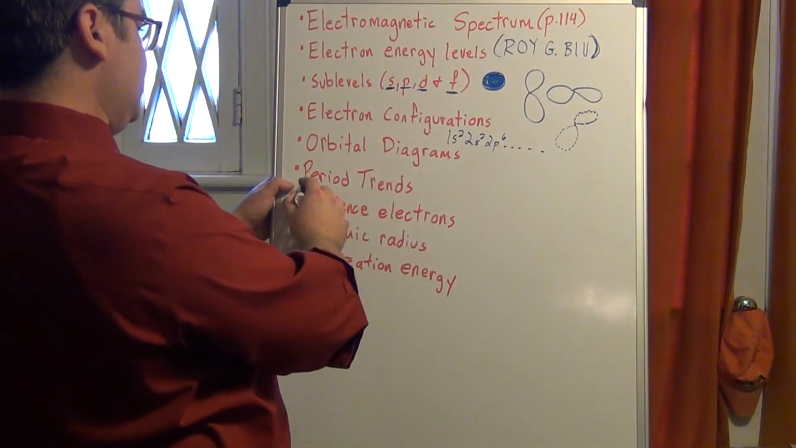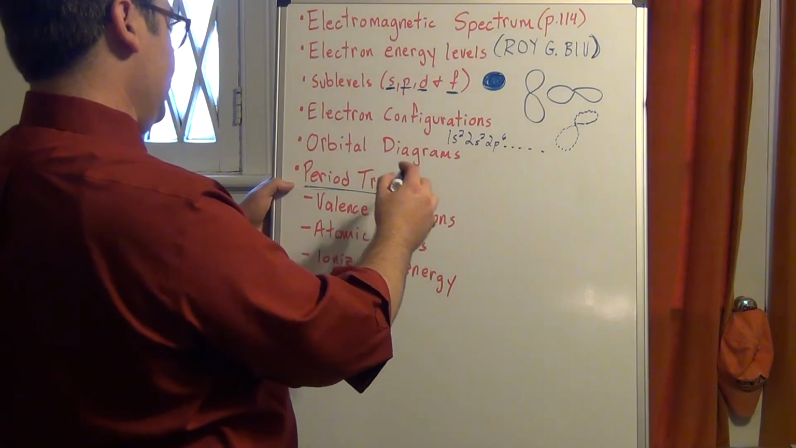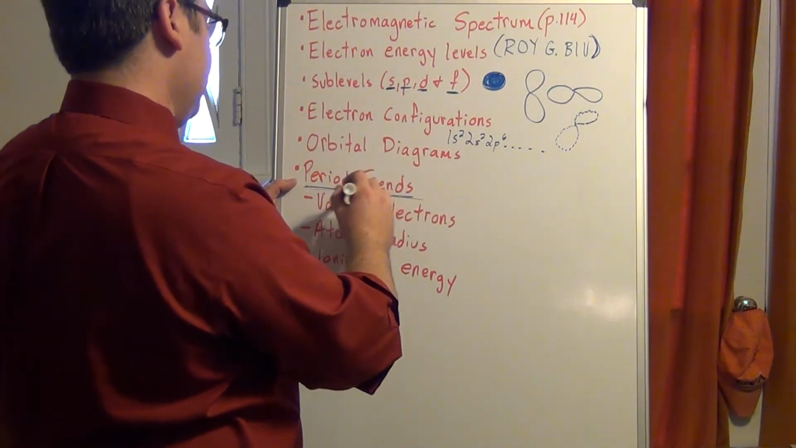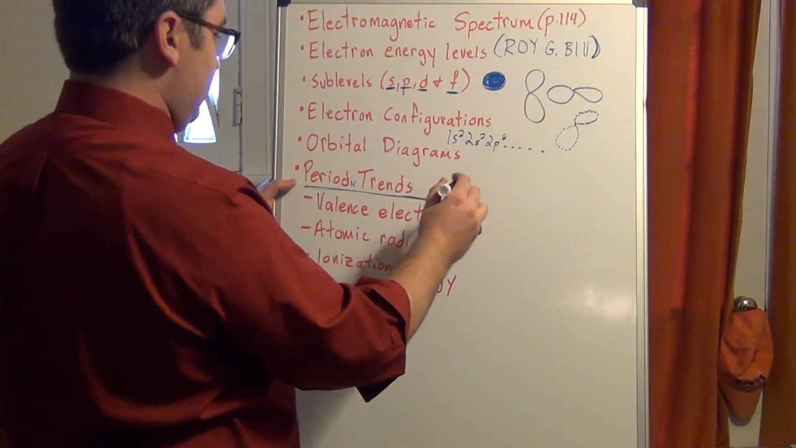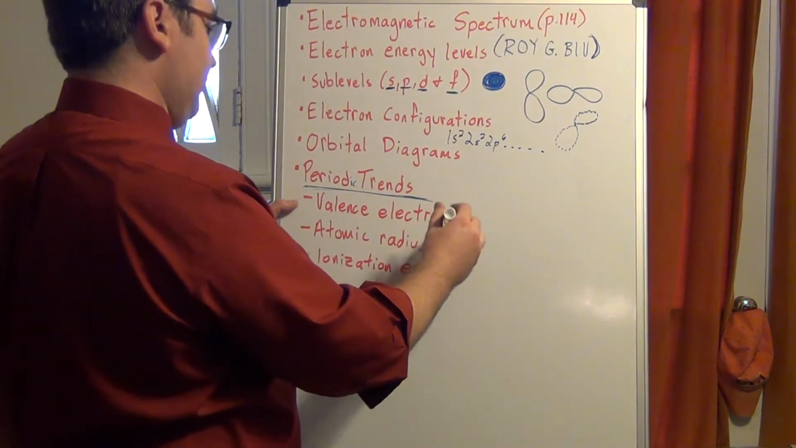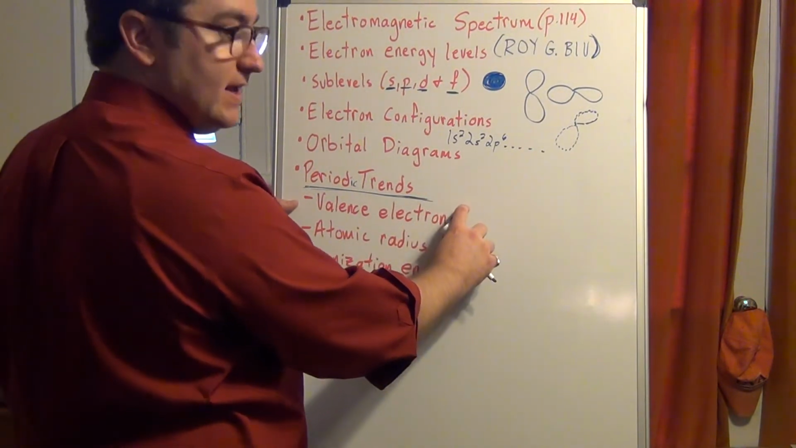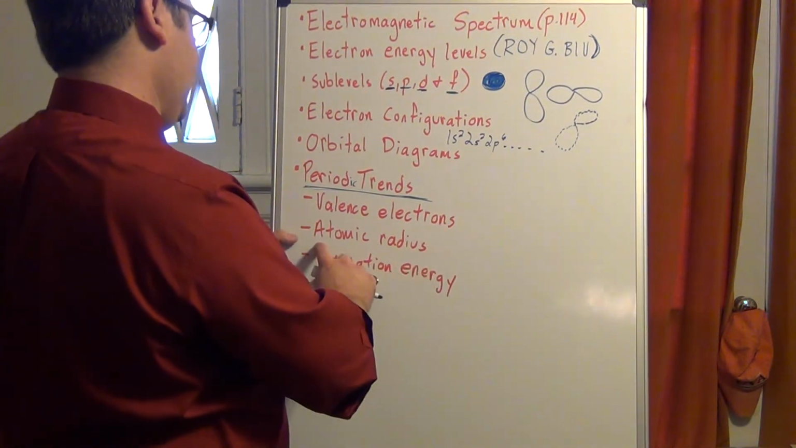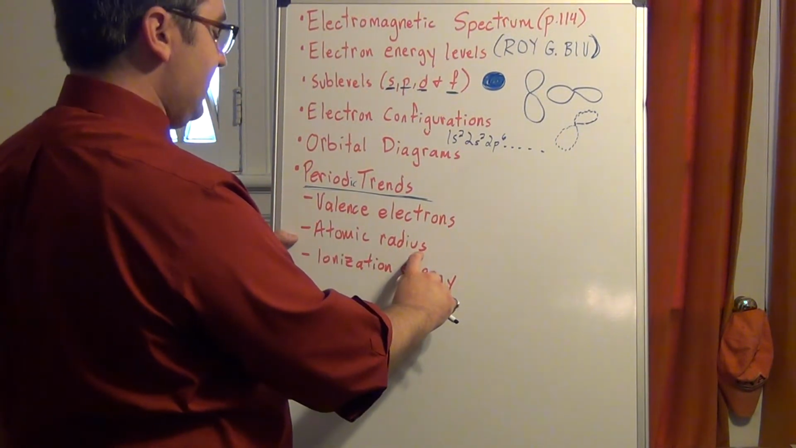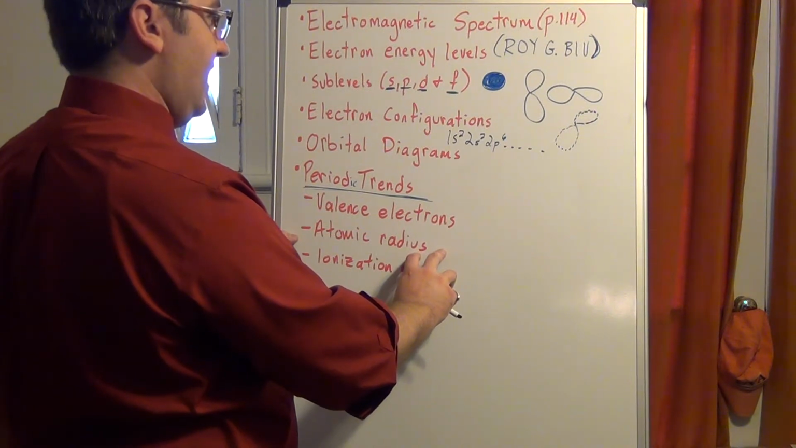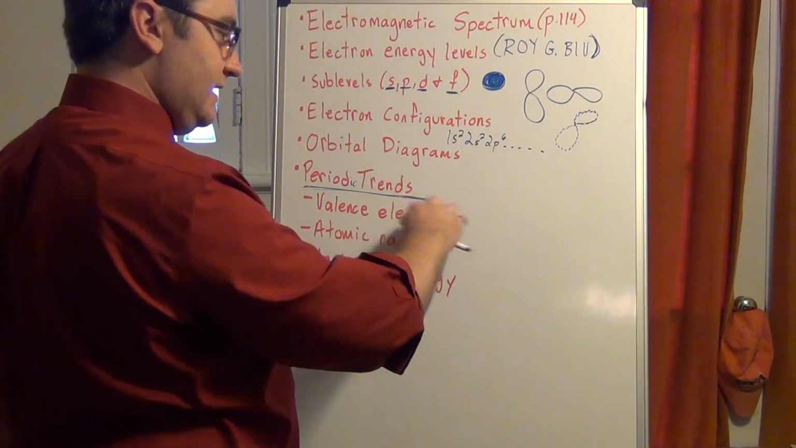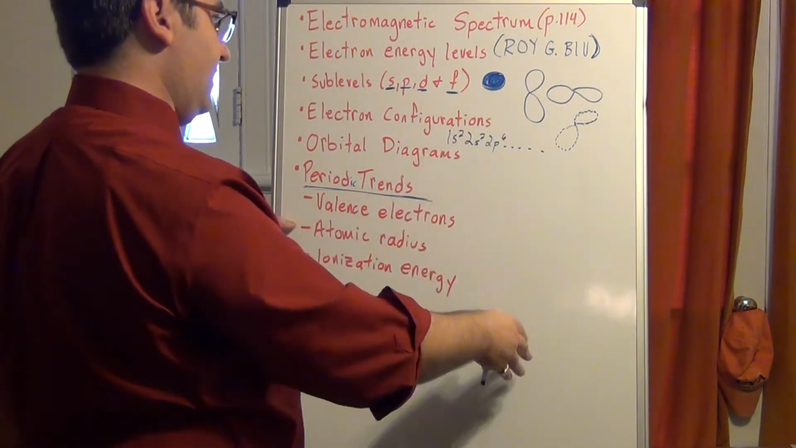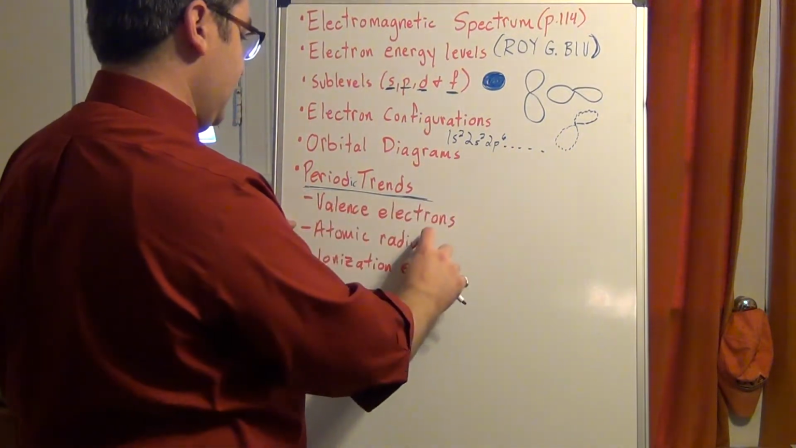So that leads us down to periodic trends. Periodic trends within the periodic table are going to be valence electrons, the number of electrons in the outermost energy level. Also be familiar with the atomic radii of the different elements. Know when it increases and decreases as you go down and across the periodic table.